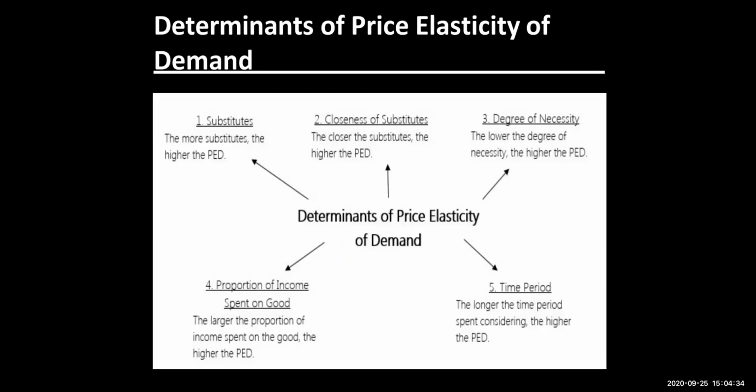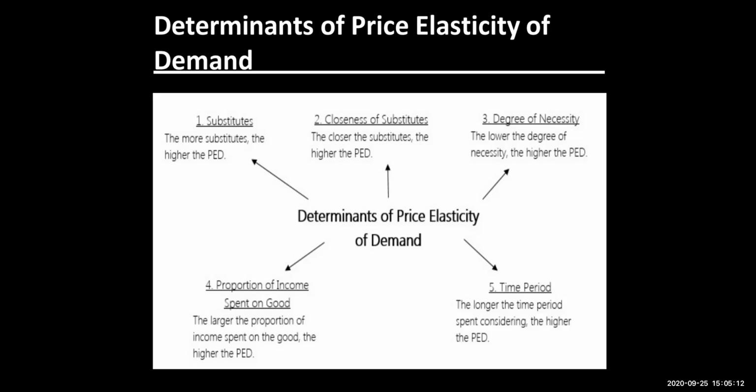There are certain determinants of price elasticity of demand, which means when we say determinant, it means there are certain factors which affects your price elasticity. So the first one we can say, the more substitute, the higher is the elasticity, which means that if the substitute goods are available in the market, then your demand can be easily changed. Secondly, closeness of substitute. If the substitute is very close, like Coke and Pepsi, then the demand may change drastically. And the degree of necessity. The lower the degree of necessity, the higher is your elasticity.